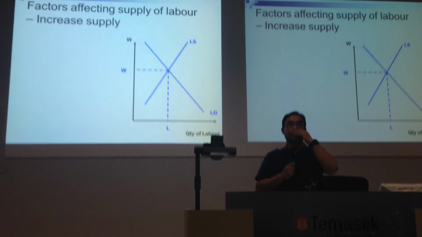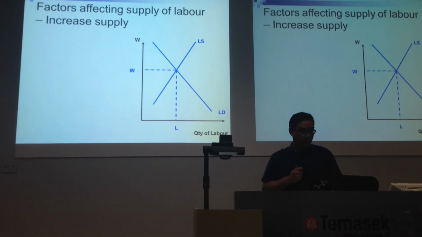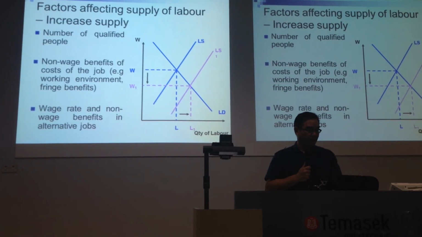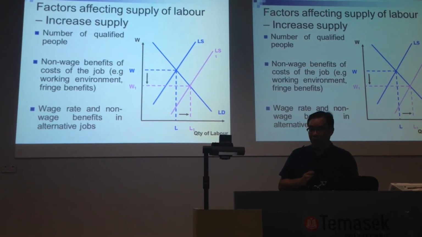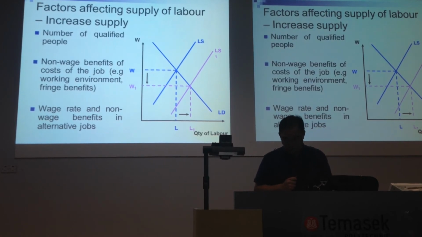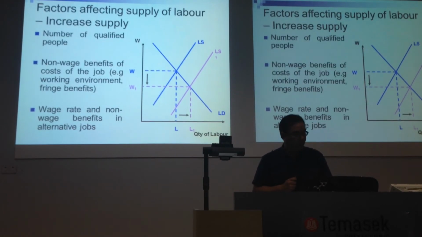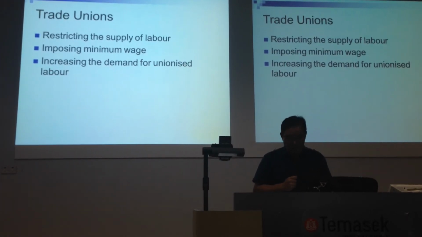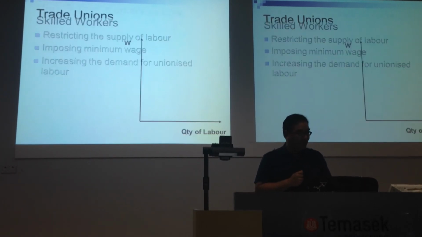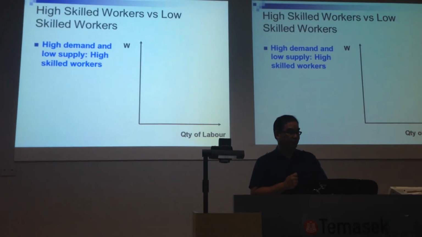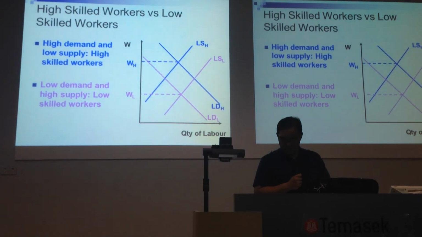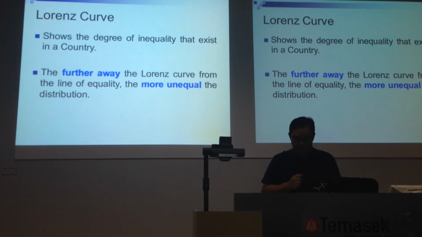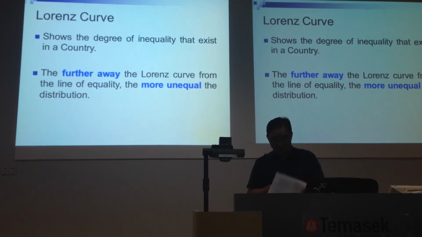Okay, and we also looked at the change in the individual wage rate. So, for example, if there's an increase in labor supply, okay, this causes a fall in the wage rate and an increase in employment. Role of trade unions in increasing the wage rate, 3 methods. And what we just covered, okay, the high skill versus the low skill workers. Finally, the Lorenz curve, right? The looks at inequality.